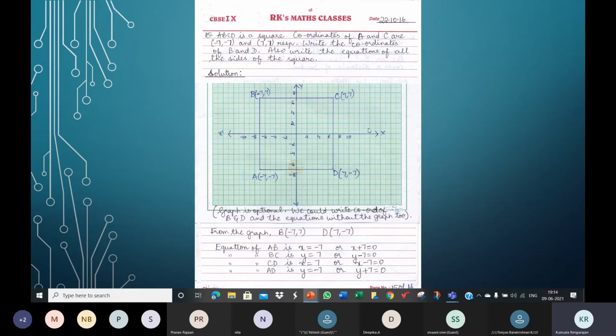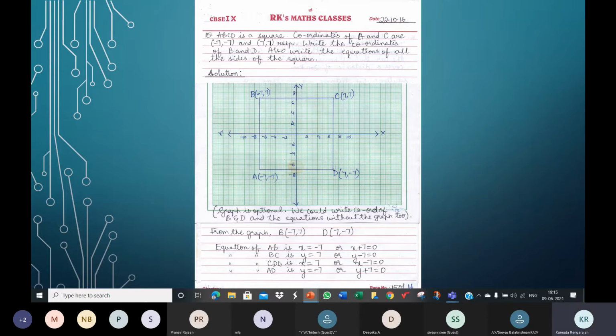BC is parallel to the x-axis. So the equation will start like y is equal to what? What's the distance? It's at a distance of 7 units above the x-axis. So y is equal to 7. Y is equal to b, where b can be positive or negative. It will be positive if the line segment is above, negative if it is below the x-axis.